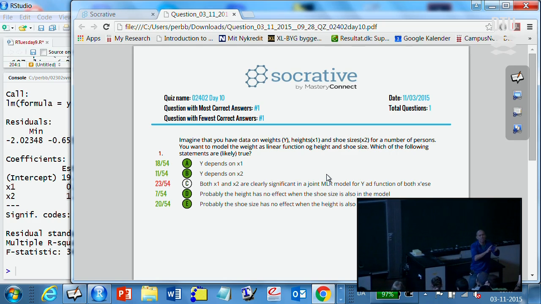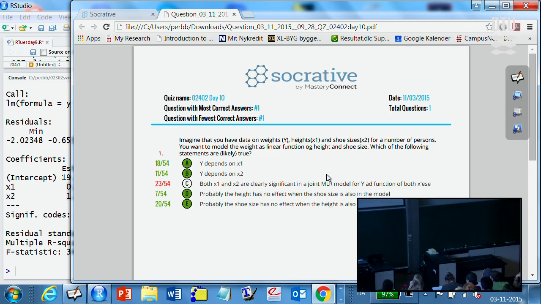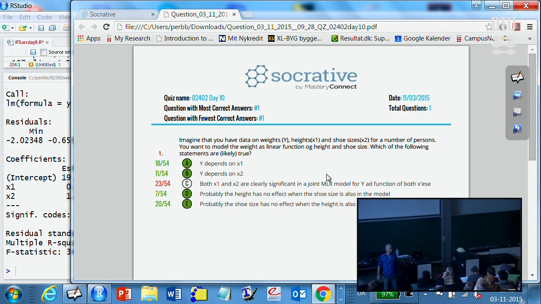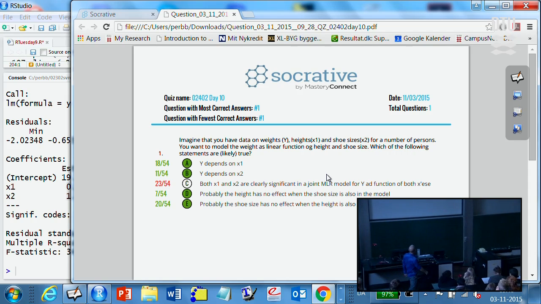It depends. Sometimes it's a mix, of course. Sometimes it's blurry. Maybe they're both collinear, but still there could be an additional unique effect. And maybe we have some information about it, but not completely. I'm just talking about the pure problem and the pure points here. Probably the height has no effect when the shoe size is in the model. Yeah, that's exactly what I said. Probably the shoe size has no effect when height is in the model. Yeah, I agree. 4 out of 5 was correct.